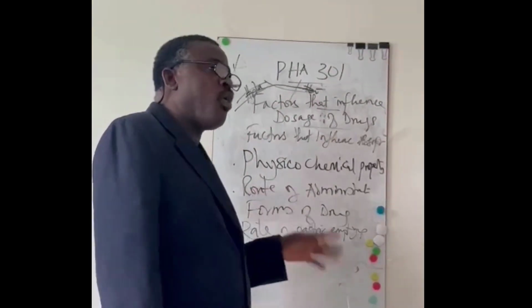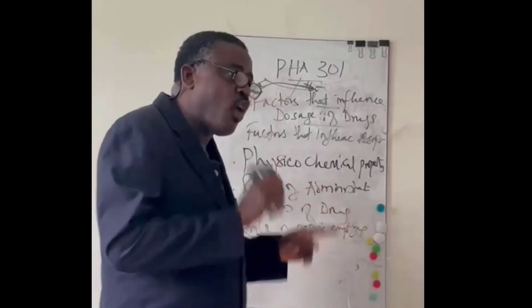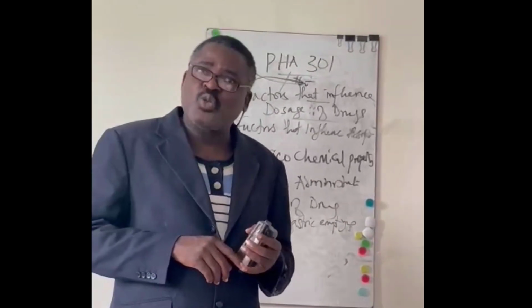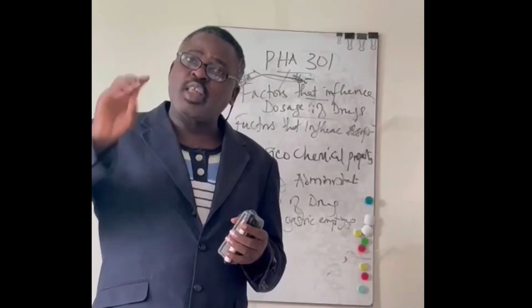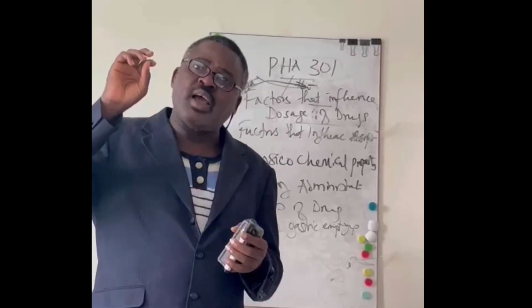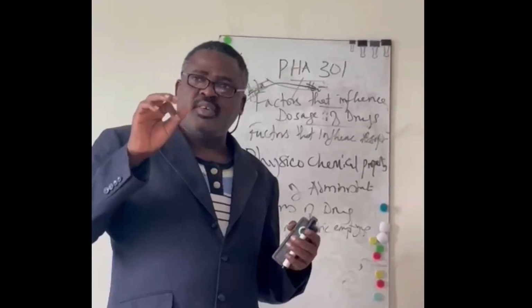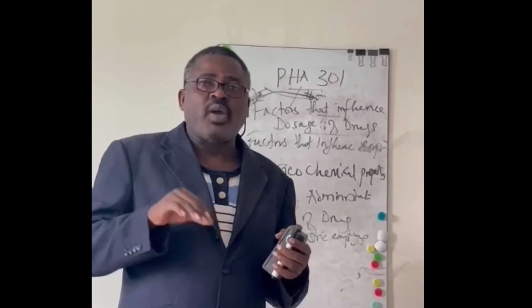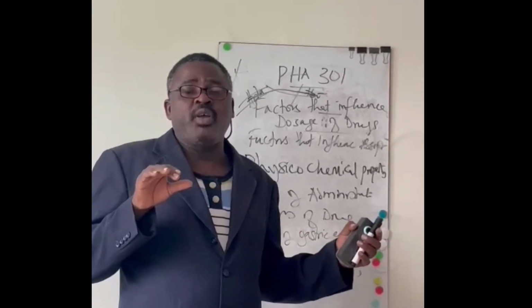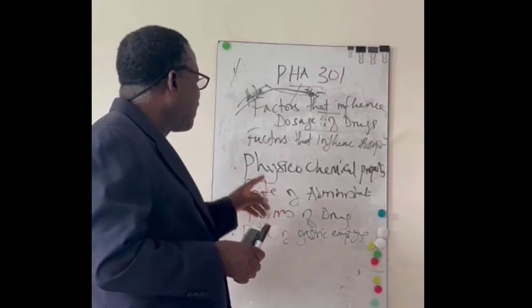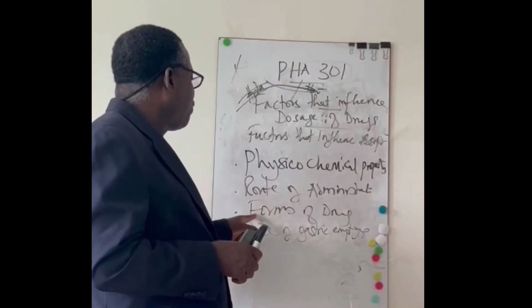Number 3 is form of drug. Like I said, form of drugs has to do with: is it a tablet? Is it liquid? Is it a suppository? Is it a pastry? So any form in which you take the drug affects the rate at which that drug is absorbed.